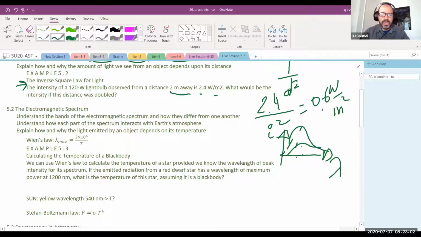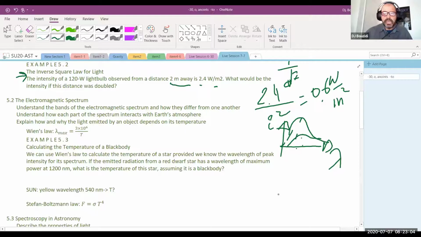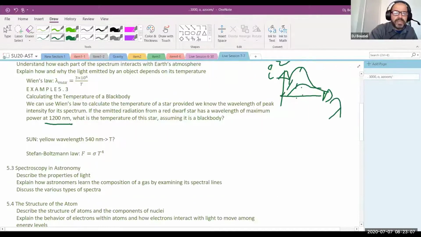And the example in here gives a star that emits at 1200 nanometers. By the way, we can see with our own eyes anything from around 500 nanometers to about 700 nanometers. So a 1200 nanometer star is not a star that we can see because it's a very, very long wavelength. That means its temperature is very low. It has a much lower temperature.